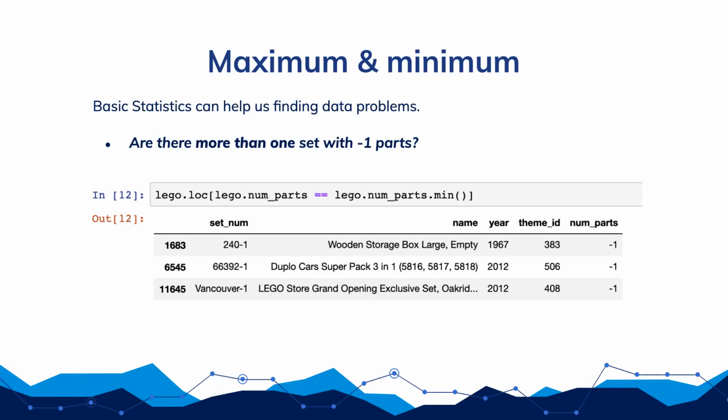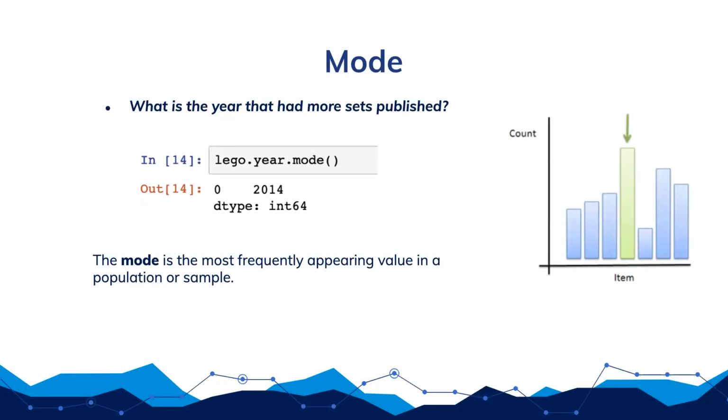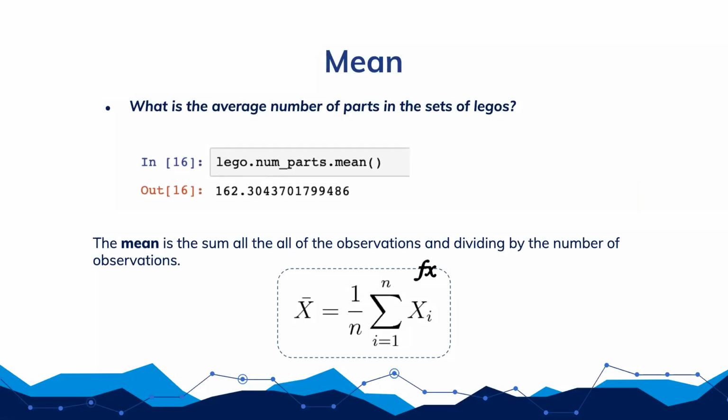Okay. So next one, mode. I think you all know what mode is. For example, what is the year that had the most sets published? If you look at the year field in your data frame and just use .mode, you get 2014. The mode is the most frequently appearing value in a population or sample in your data set. So that's easy, right?